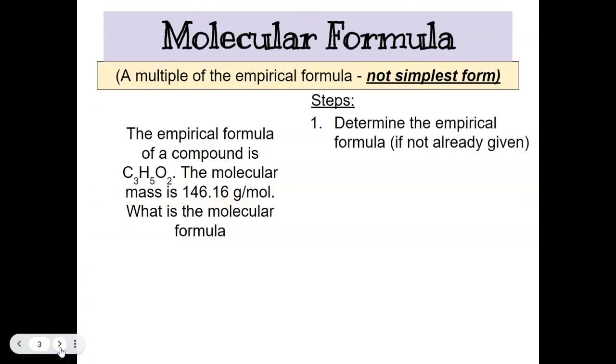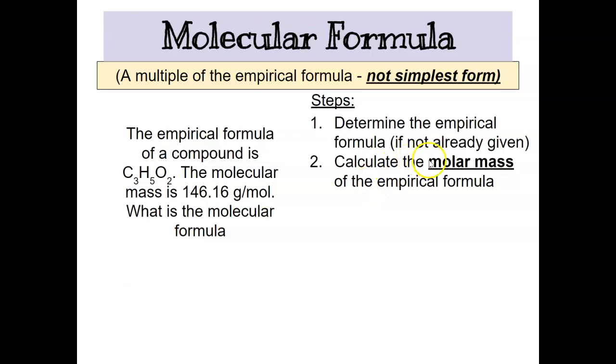One, we're going to determine the empirical formula if not already given. In a lot of these problems, you'll already be given the empirical formula, but if not, you're going to have to determine it, using the steps that we learned in yesterday's lesson. So you have to make sure you know how to calculate empirical formula first before you can do molecular formula. To make things easy, on a lot of your quizzes and tests, you will already be given the empirical formula so that you don't have to do all the extra steps.